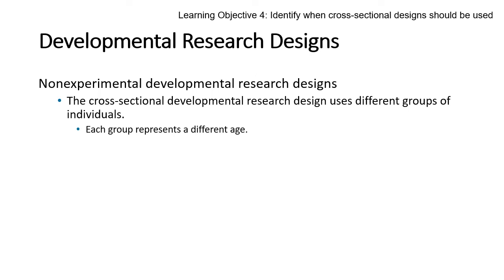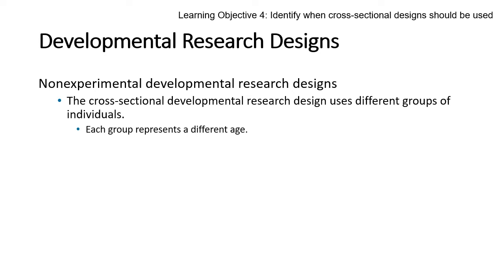Let's look at cross-sectional now. So cross-sectional designs with non-experimental designs. If you recall, cross-sectional is a design that's used when you've got different groups of individuals at different stages. Something is different with the different groups. So you're doing a cross-section, you're examining each group individually and then making comparisons between the groups.